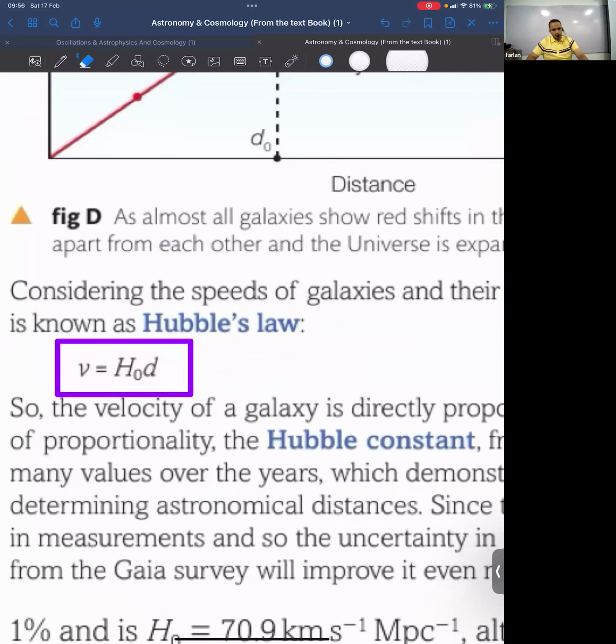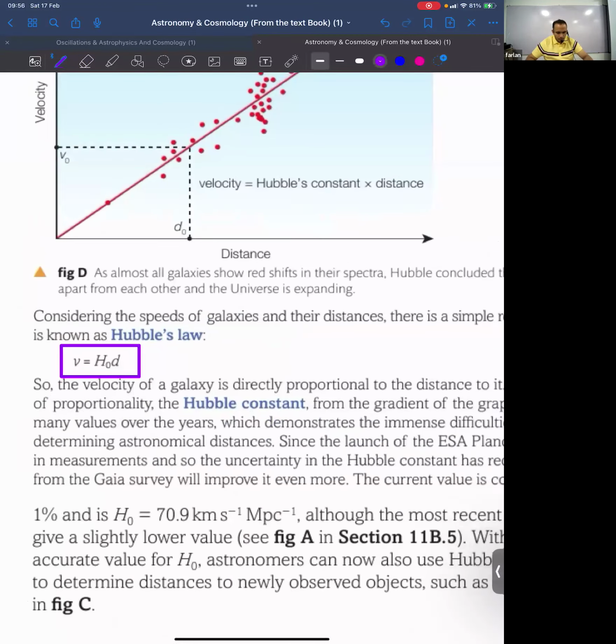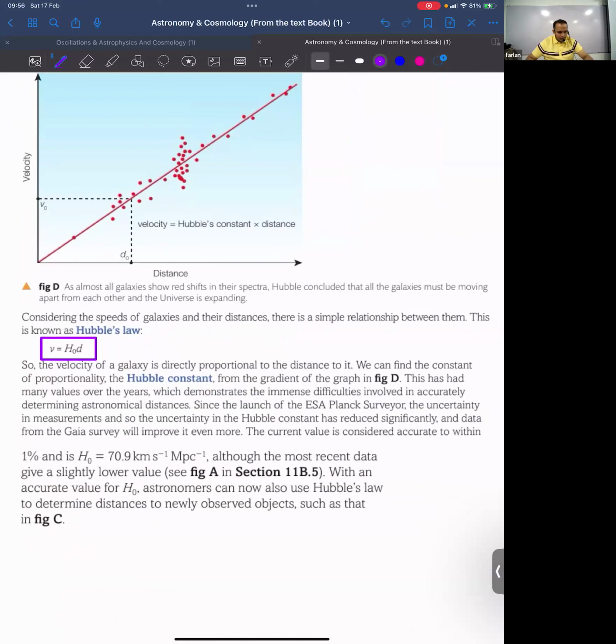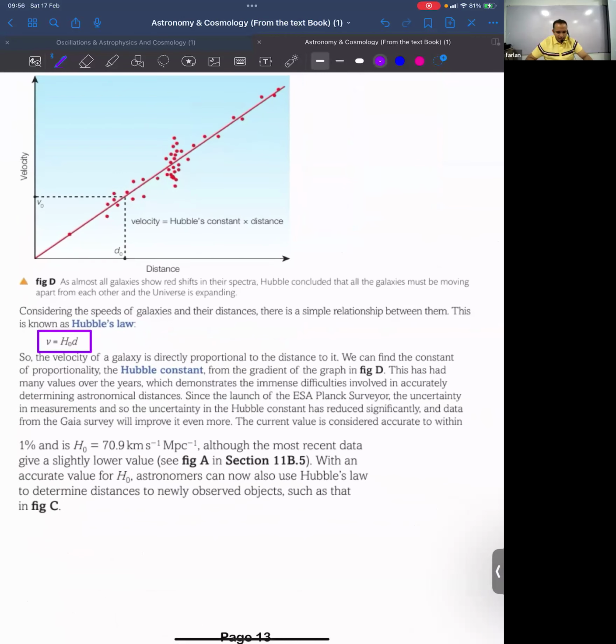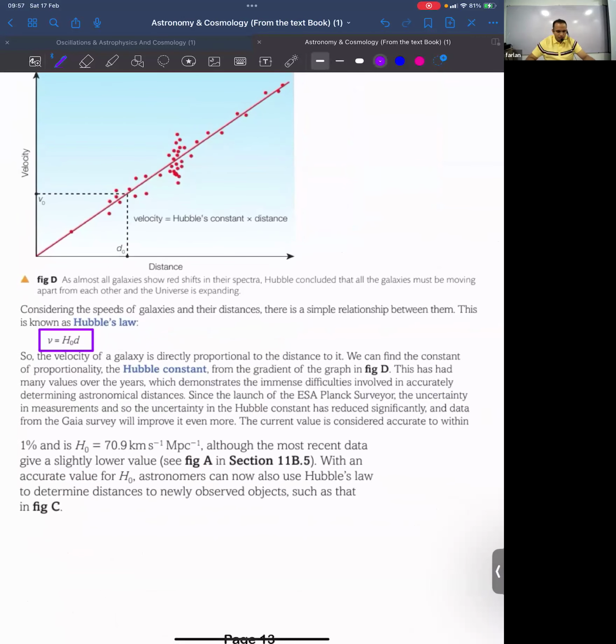Where this H naught is what is known as Hubble's constant. Considering the speeds of galaxies and their distances, there is a simple relationship between them. This is known as Hubble's law, which is v equals H naught d. So the velocity of a galaxy is directly proportional to the distance to it. We can find the constant of proportionality, the Hubble constant, from the gradient of the above graph.